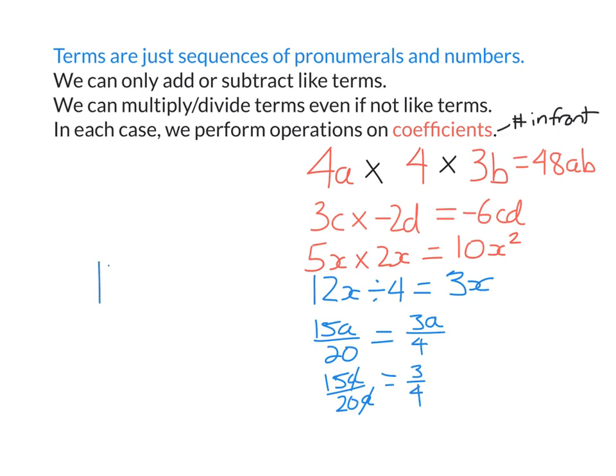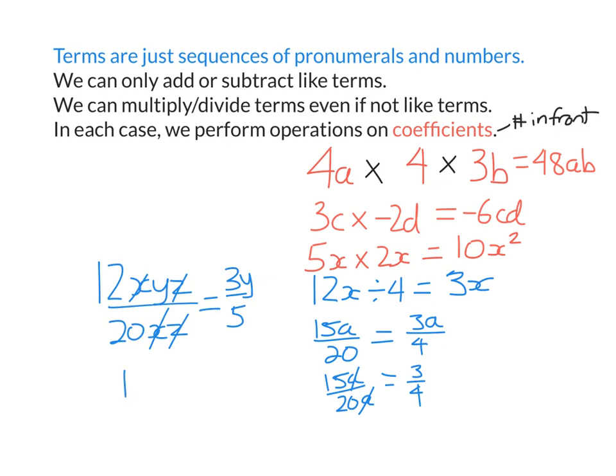So let's do something like 12xyz over 20xz. So I go 12 over 20 is 3 over 5. x divided by x, they cancel out. z divided by z, they cancel out. And I'm just left with a y on top.